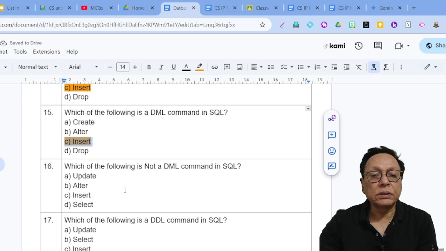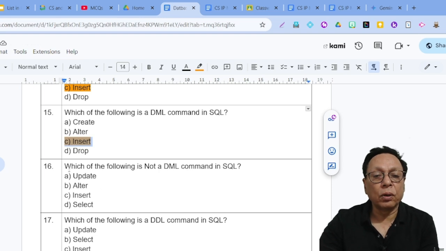Now question number 16. Which of the following is not a DML command? Update, alter, insert and select. So alter is not the DML command.